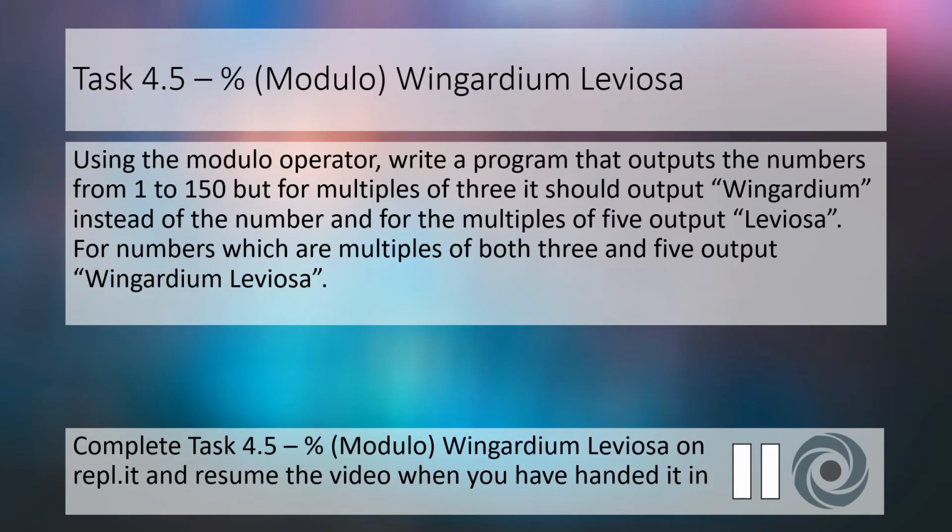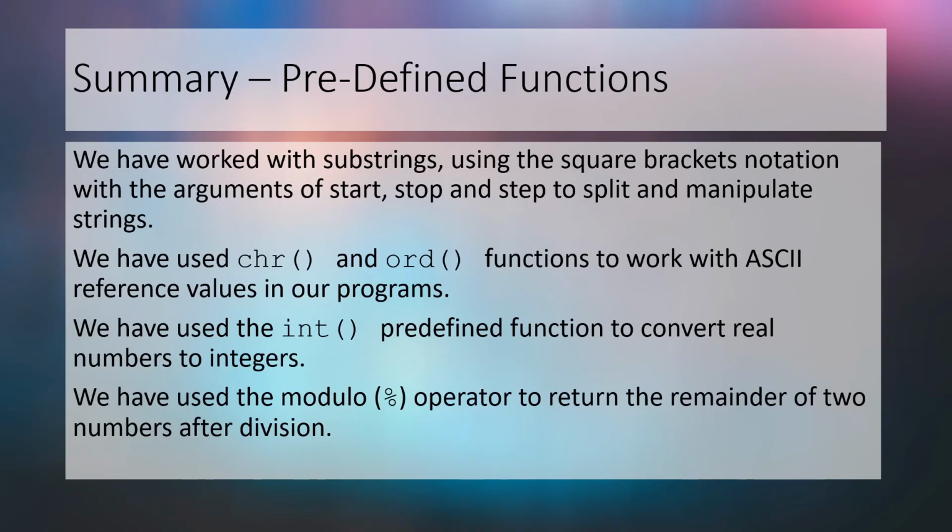This is the end of our predefined functions topic. So in summary, we've worked with substrings using the square brackets notation with the arguments of start, stop and step to split and manipulate strings. We've used the char and ord functions to work with ASCII reference values in our programs. We've used the int predefined function to convert real numbers into integers, and we've used the modulo operator to return the remainder of two numbers after division.